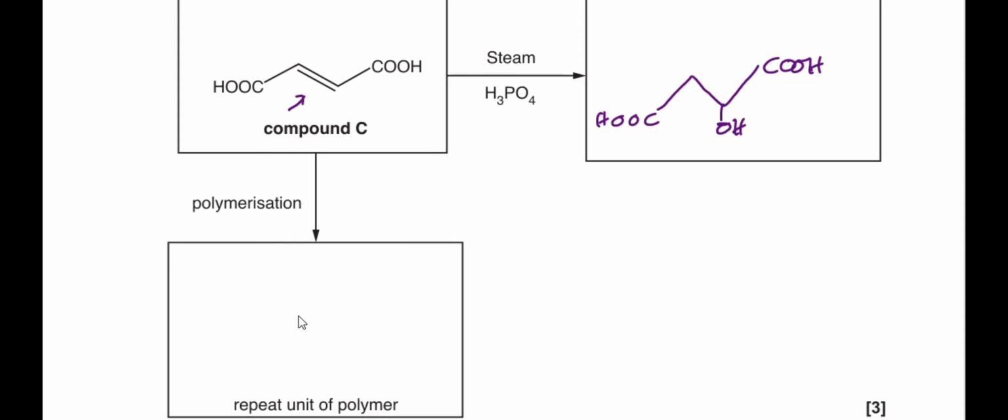Therefore, we just need to write this as a repeat unit of the polymer by opening out this double bond. So addition polymerization. So how do we write that? Draw one COOH here and then put a single bond. Draw the second COOH here and then draw the hydrogen here and the hydrogen here and then put it up like this.